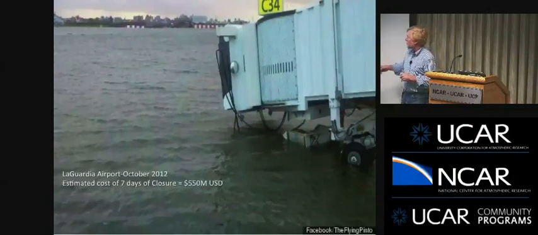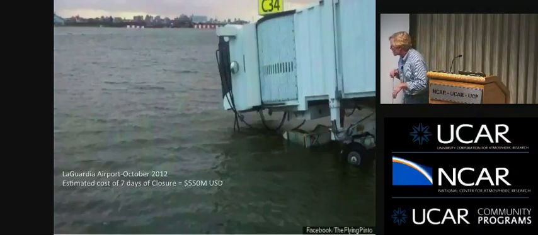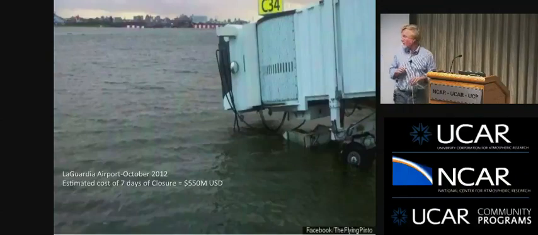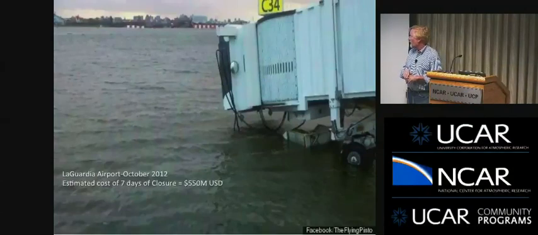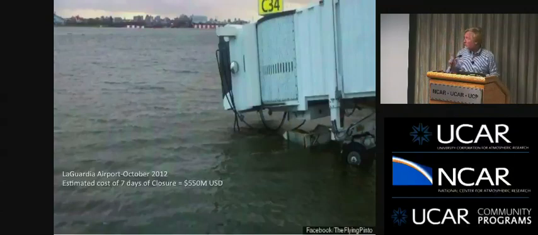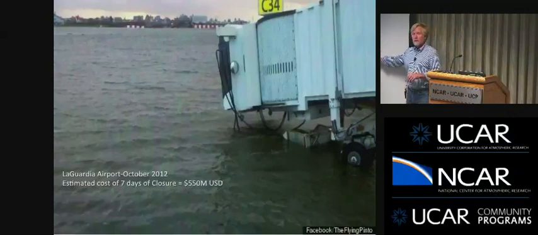This is LaGuardia Airport in 2012. So the airport, this is a little tough to land on unless you're a duck, I guess. LaGuardia, of course, is right at the ocean, right at the bay there, and was closed for about 7 days. I think the revenue loss was on the order of $500 million just for that one airport being closed. So understanding sea level rise, and this was obviously a big storm, but if you raise sea level a meter, this happens not just once every 10 years, this happens once every 3 or 4 months.